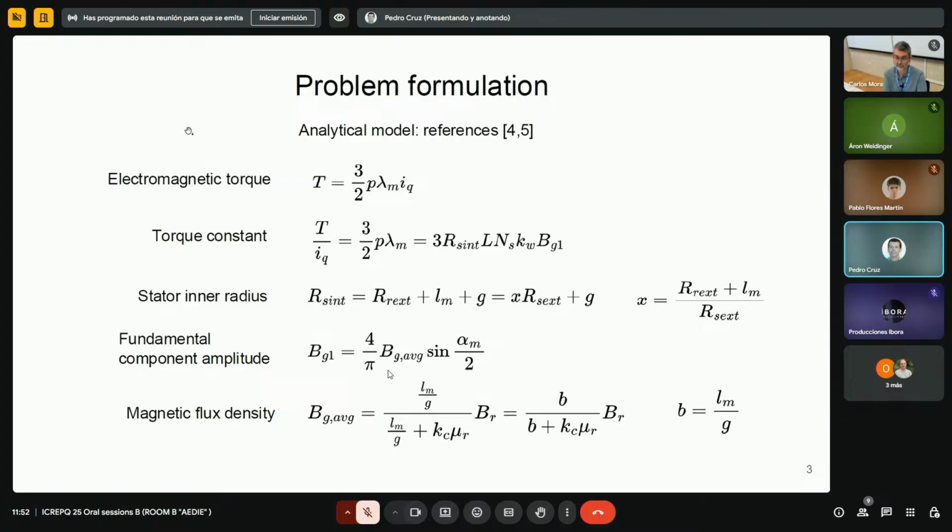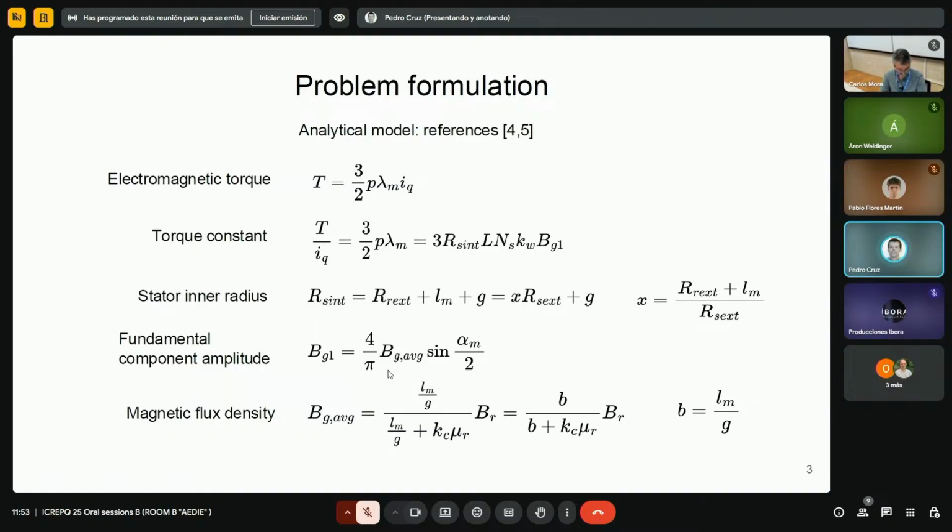The analytical model has been taken from references 4 and 5 that belong to the Gianmario Pellegrino team from the Politecnico di Torino. And we can see the expression of the torque that is only related to the magnet torque, not to the reluctance torque. The reluctance torque is 0 because the motor is symmetric. Another important parameter is the torque constant. If the torque is constant, the denominator is the only variable.